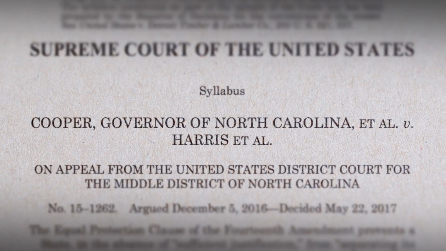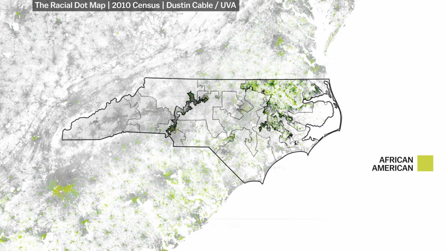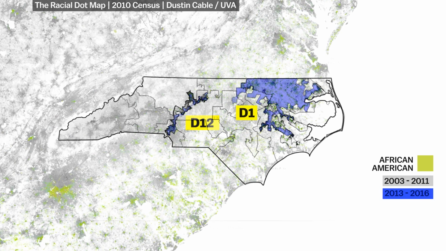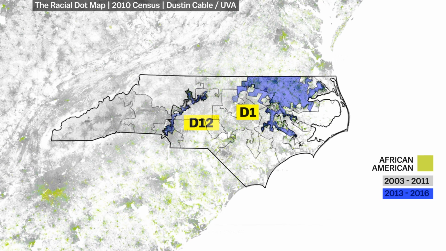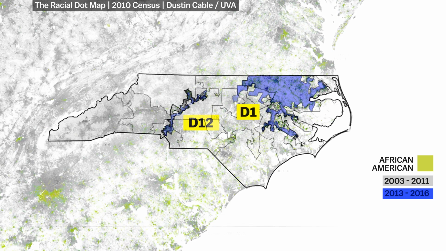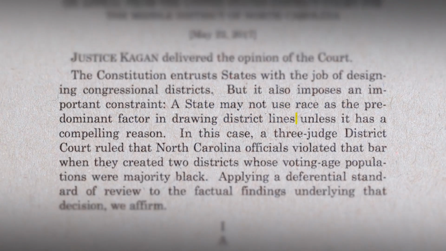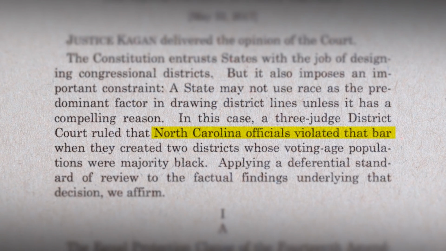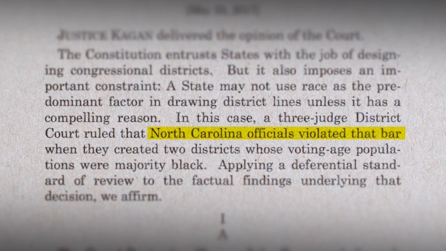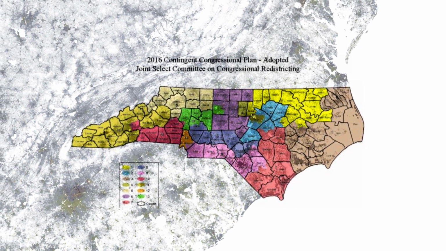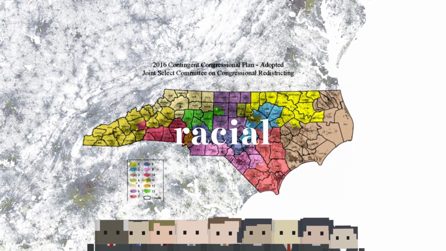In Cooper versus Harris, the Supreme Court determined that North Carolina disenfranchised minority voters in 2 districts when it redrew its maps in 2011. The new map introduced minority communities to districts 1 and 12. The state argued that they did this to comply with the Voting Rights Act, but the court determined that neither district actually satisfied the provisions that they claimed. So they ruled that these districts were unlawful, and this meant that North Carolina had to redraw its congressional maps ahead of the 2018 election. So that's a case of racial gerrymandering.